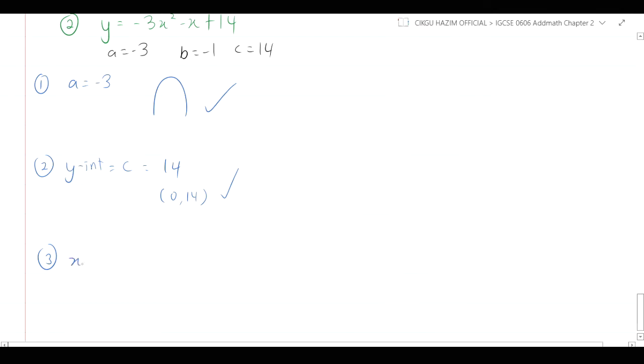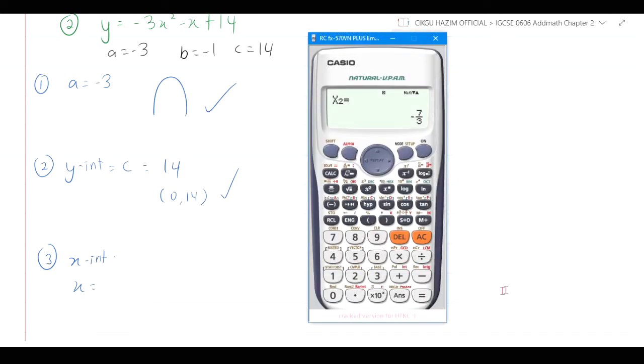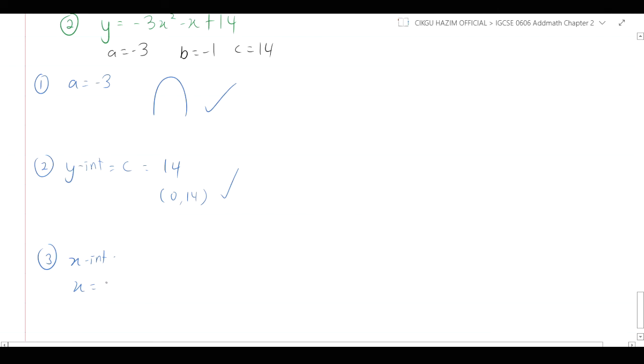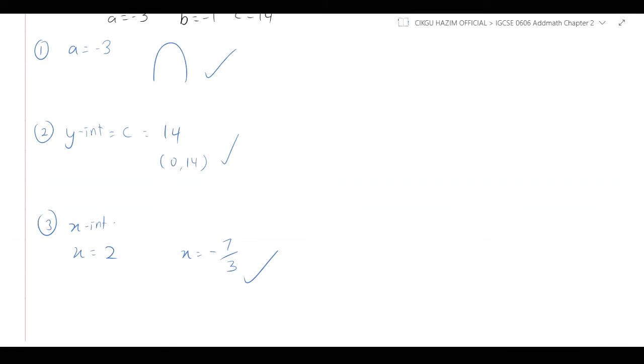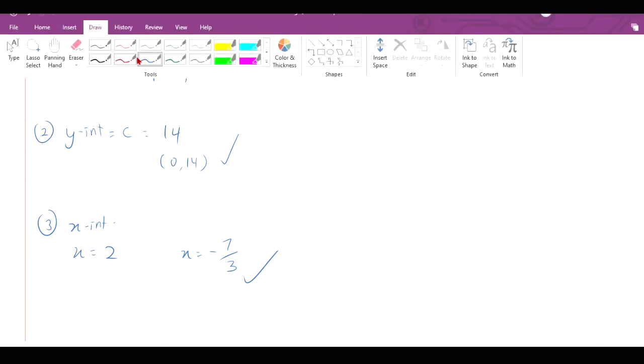So your x-intercept will be x equal to what again? 2 and x equal to negative 7 over 3. You already get that for the x-intercept. And now, how to find the turning point.